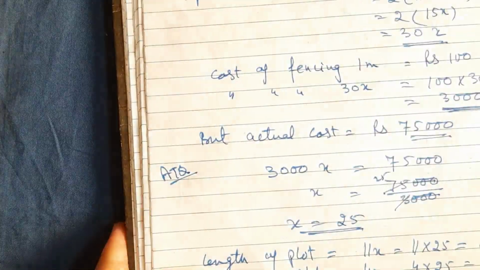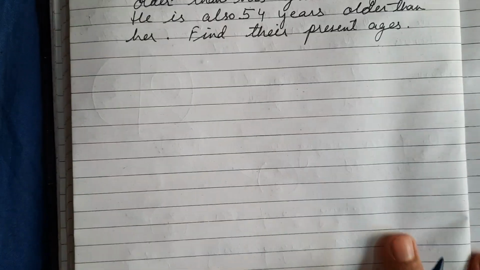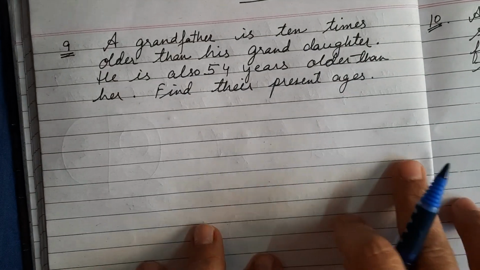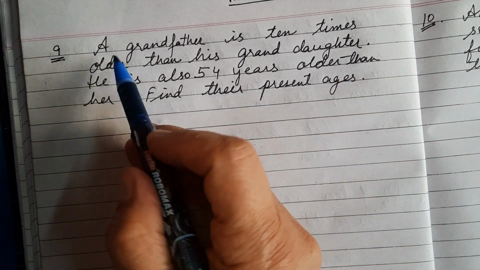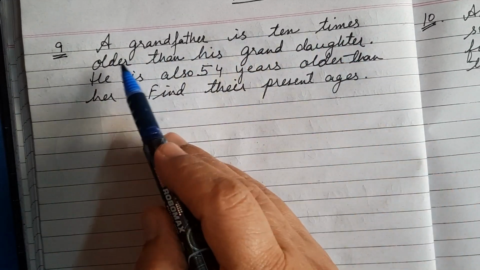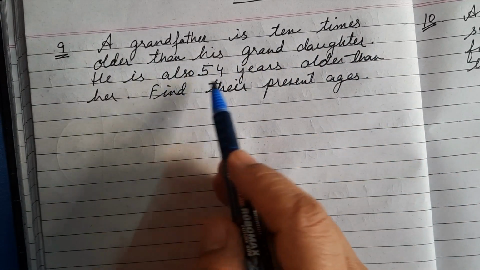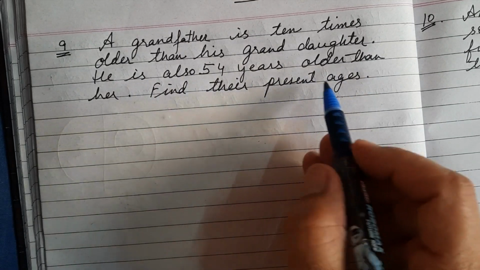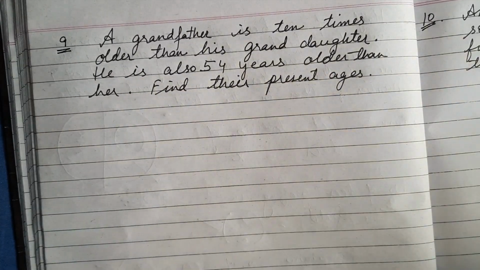So children, now the next question, this is for you only. Try this question. A grandfather is 10 times older than his granddaughter. He is also 54 years older than her. Find their present ages. Try this question.